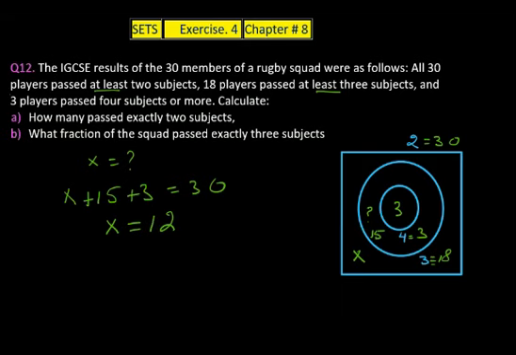Then it says, what fraction of the squad passed exactly 3 subjects? See, it says fraction of the squad. We know that the squad has 30 members. The students who passed exactly 3 subjects number 15, and the total is 30. So it is asking 15 over 30, which is 1 over 2.